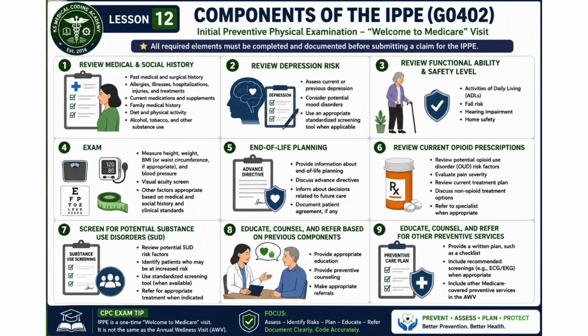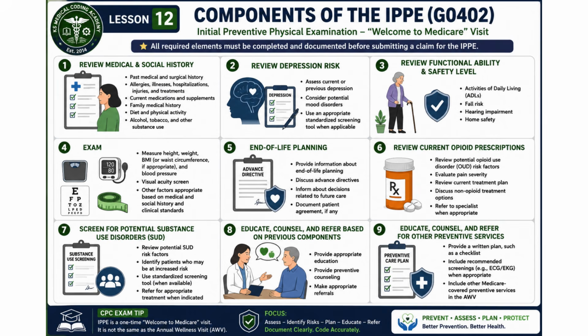Component 4 is the examination. The IPPE examination includes measurements such as height, weight, body mass index, blood pressure, and a visual acuity screen, along with other appropriate factors based on the patient's medical and social history and current clinical standards. Component 5 is end-of-life planning, when the patient agrees.